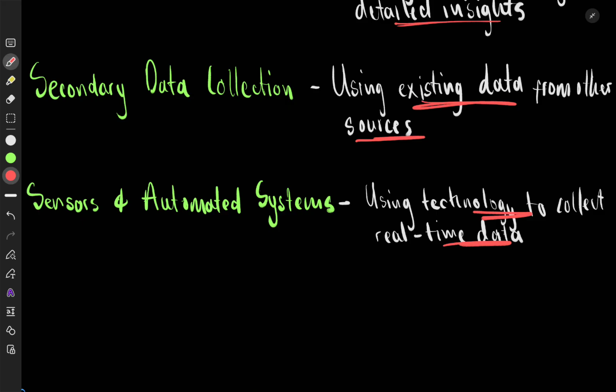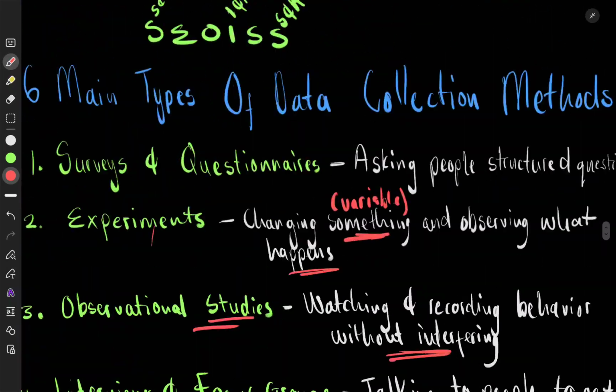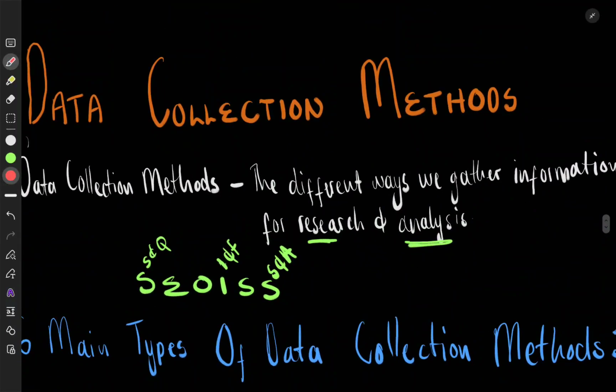So these are the six. What did we say surveys are? It is when you ask people questions to get information from them. Experiments, you change or alter a variable and see what happens. Then observational studies, what do you do? You just watch and record behavior without interfering.